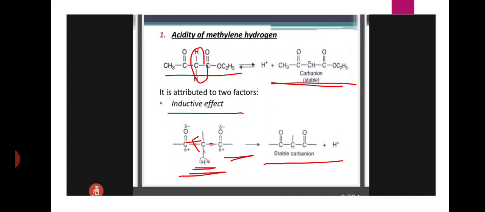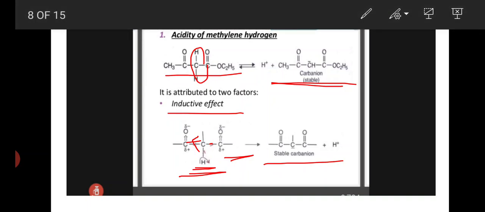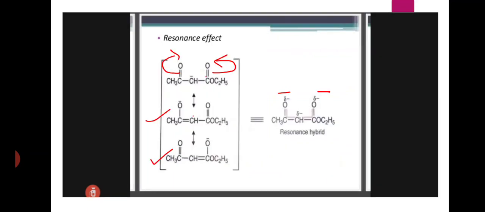Here, when ethyl acetoacetate loses one methylene hydrogen, a carbanion is formed. That carbanion is more stable because it is present between two electron withdrawing groups. These two electron withdrawing groups attract the electrons from the methylene carbon. So this carbon has less electron density, that's why it can easily lose the hydrogen. And the second is the resonance effect.